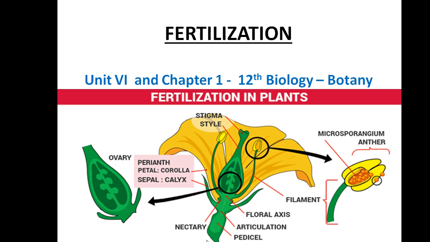This is the floral axis, and the petals, the corolla. This yellowish part is the corolla. Next to that is the calyx.